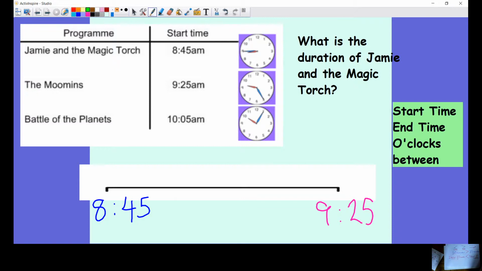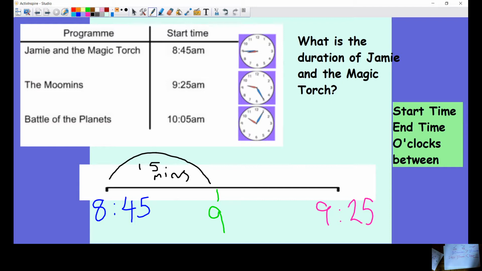And then I'm going to look at my o'clock. So 8:45, what's my next o'clock after 8:45? Well, my next o'clock is 9. So how many minutes is it from 8:45 to 9? Well, I know 45 is the same as 15 minutes away from the hour. Oh, that's a bit small of a jump. That's 15 minutes. I'm just going to write mins, but I'd rather you wrote minutes in your work.